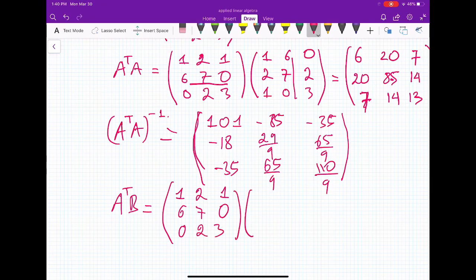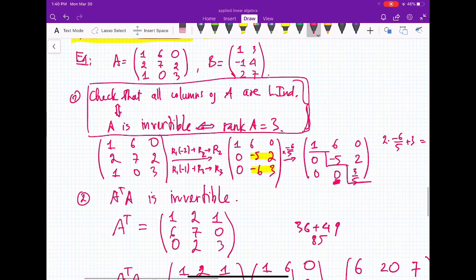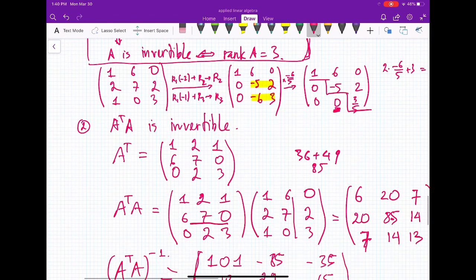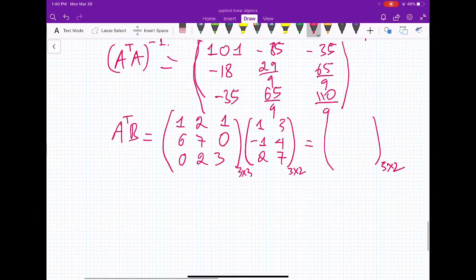1 2 1, 6 7 0, 0 2 3, and B is, where's B? B is 1 negative 1, 2 3, 4 7. So you have 3 by 3, you have 3 by 2, you get a matrix 3 by 2. We can do it using that website, but let's do that by hand.